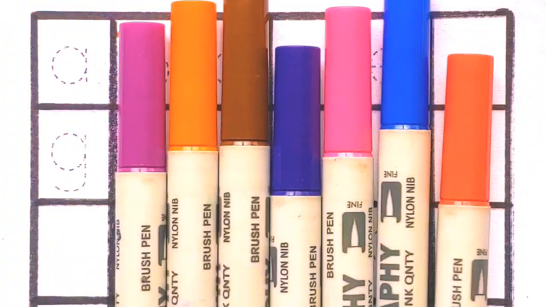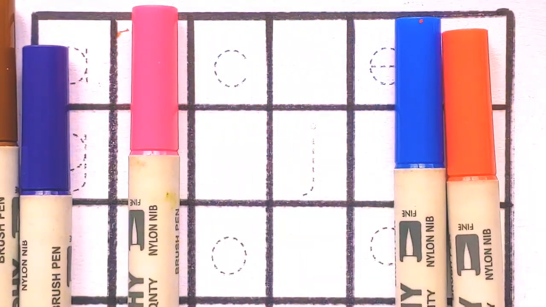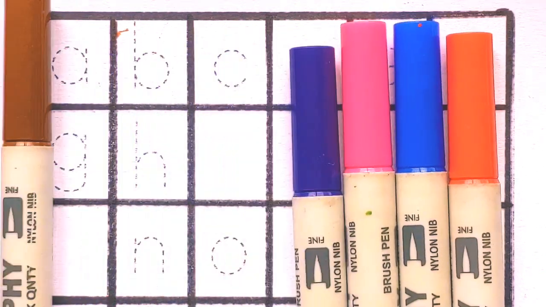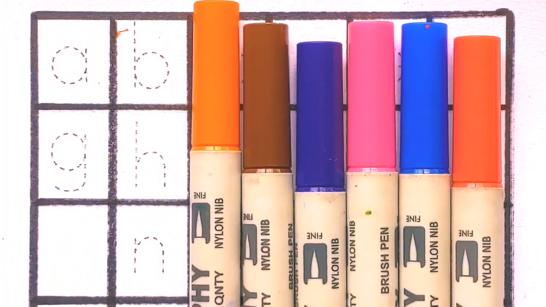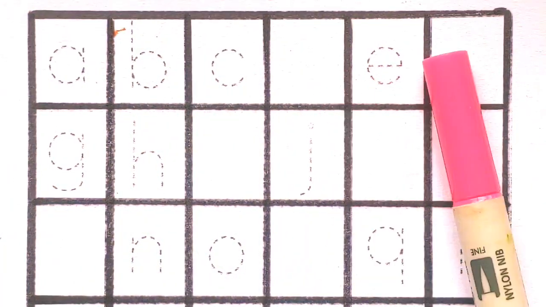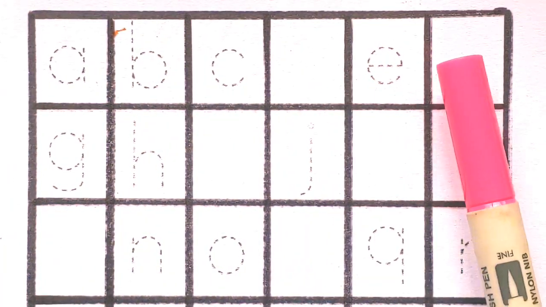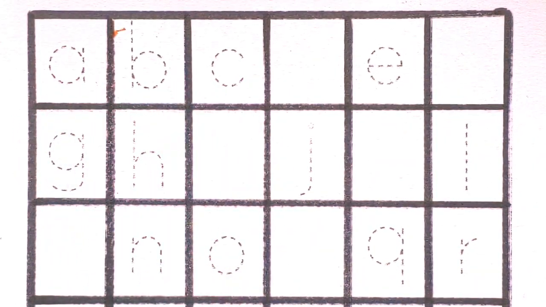Let's learn some color names. Red color, blue color, pink color, violet color, brown color, orange color and purple color. In today's class, we are going to learn the alphabet, A, B, C, A to Z. So, let's get started.